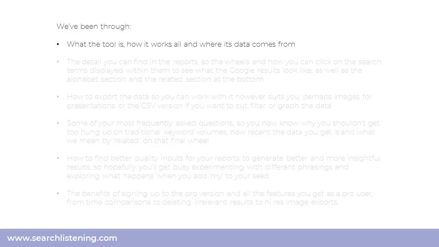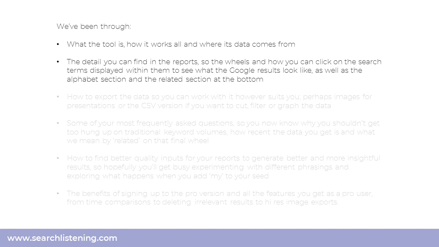I hope you've enjoyed the official guide on how to use Answer the Public. We've been through a lot. We've been through what the tool is, how it works, and where all its data comes from. We've been through the detail that you can find in the reports, so the wheels and how you can click on the search terms displayed within them to see what the Google results look like, as well as the alphabet section and the related section at the bottom. I showed you how to export the data so that you can work with it however suits you, perhaps images for presentations or the CSV version if you want to cut, filter or graph the data.